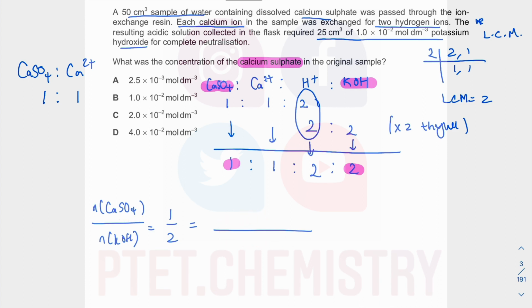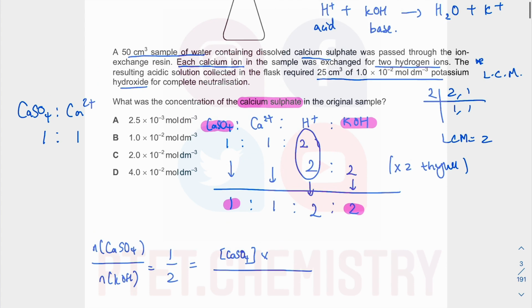Here is calcium sulfate, so it is the concentration of the calcium sulfate. When I put something in a square bracket like this, it refers to the concentration of calcium sulfate multiplied by the volume. The calcium sulfate was dissolved in 50 cm cubed just now, so it's 50 cm cubed times 10 to the minus 3. That will give me dm cubed times mole per dm cubed, which gives me the mole of the calcium sulfate.